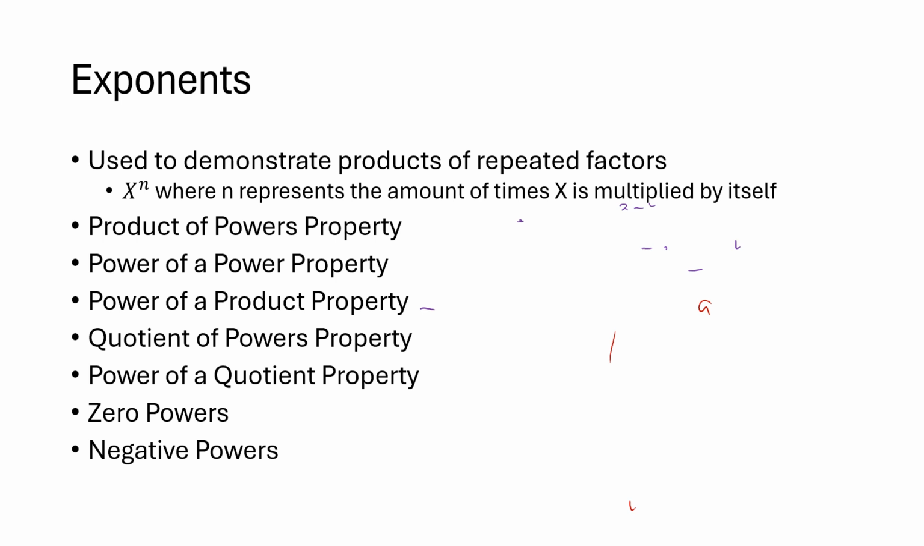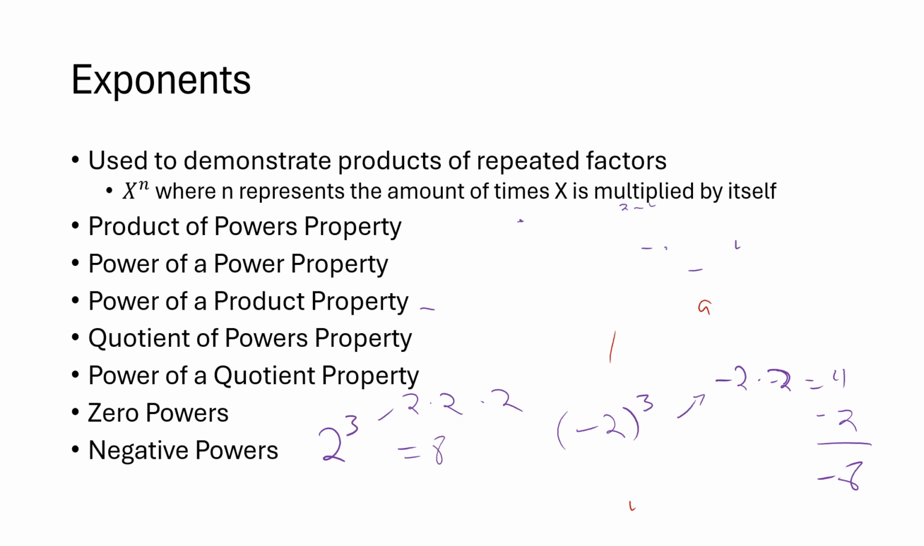Okay, something to also notice is understanding where the parentheses are. So if I give you 2 to the 3rd, that's just going to be 2 times 2 times 2, which equals 8. Okay, that's very self-explanatory. But what if I do negative 2 to the 3rd? Well, negative 2 times negative 2 is 4, times negative 2 is negative 8. So understanding that this negative right here and these parentheses play a very crucial factor in what your answer is.